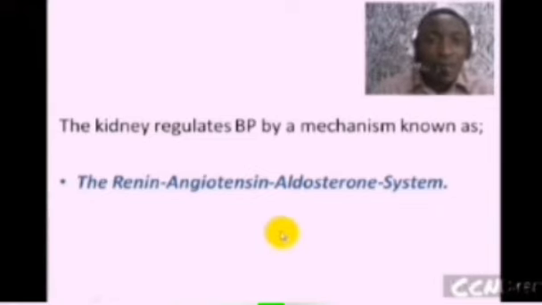Again, when BP rises above normal, this mechanism is inhibited, okay, leading to the excretion of sodium ions and water, and then the return of the high BP to normal. I hope that is clear. Okay, I can hear someone say yes sir.